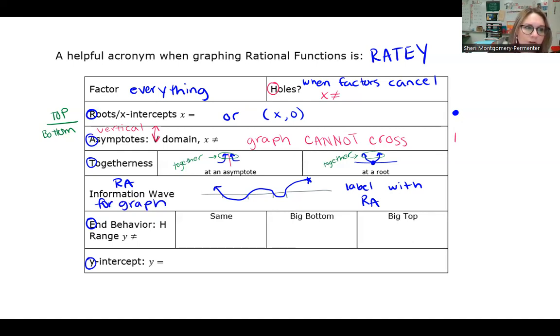Next, we have end behavior. End behavior makes a horizontal asymptote. If you look at the letter H, it's going to be like that middle line straight across. So when we mark this one on our graph, it's going to be a line, but it will be horizontal.